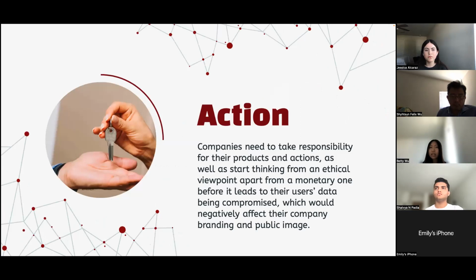Thus, we call for companies to take responsibility for their products and actions, as well as start thinking from an ethical viewpoint apart from a monetary one, before it leads to the user's data being compromised, which would negatively affect their company branding and public image.